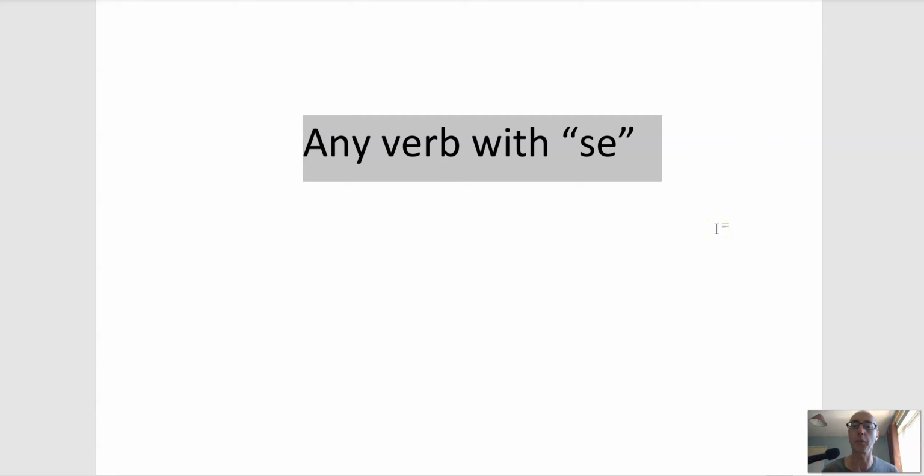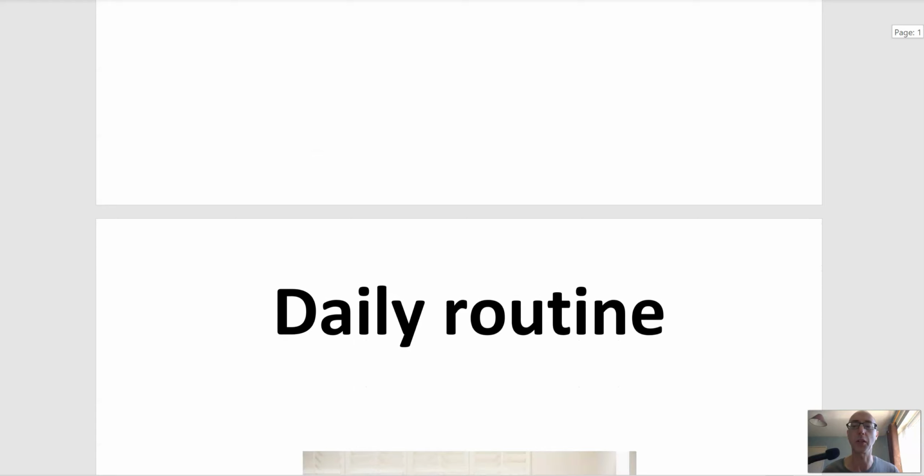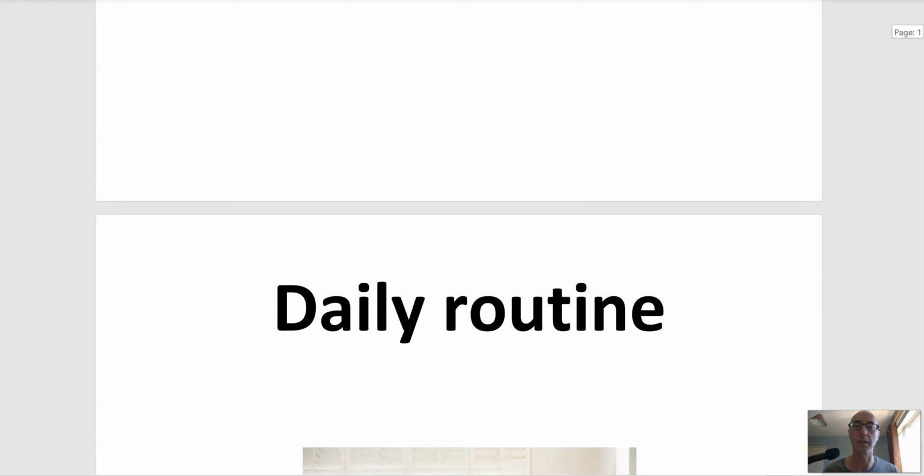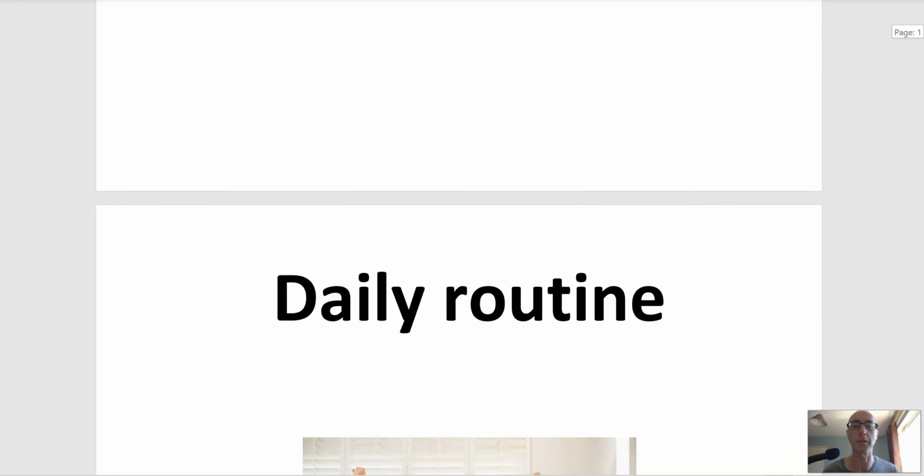So if you've been studying Spanish for any length of time, you would have seen this little word, this little pronoun se, quite a lot. And we see it at the end of the infinitives on the verbs. So let's just have a look at some examples. It's always easier to look at examples. We use a lot of reflexive verbs in the daily routine.